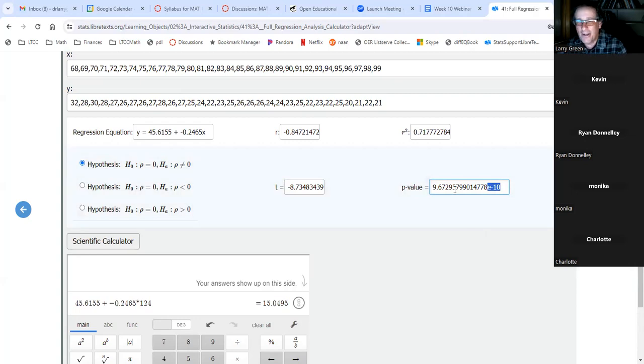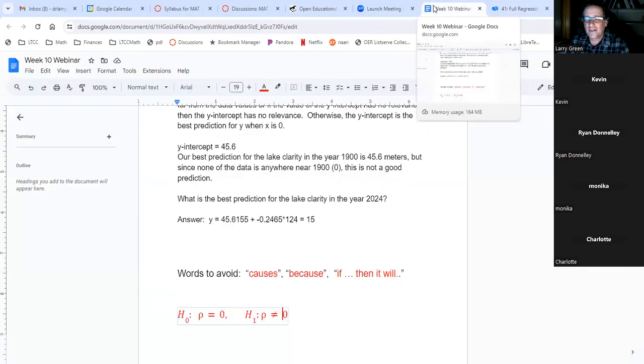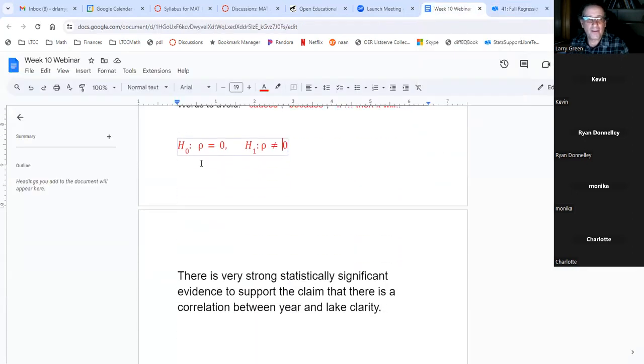Okay, P's can never be over 1. If you ever say the p-value is 9.67, you screwed up. By the way, R and R squared can't be farther away from 1 either. Same thing. They're always between -1 and 1. R squared is always between 0 and 1. P-value is always between 0 and 1 also. So the p-value here is going to have 9 zeros before this 967. So our p-value, let's write this down.